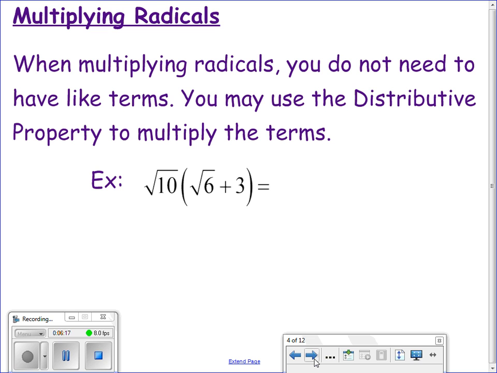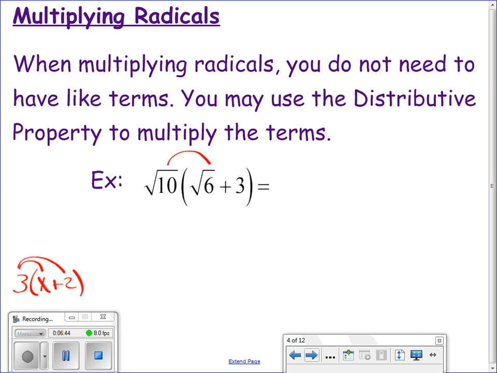All right. So multiplying radicals. When multiplying, you do not need to have like terms. We've talked about this already this semester. You may use the distributive property to multiply the terms. So think about if I gave you 3 times x plus 2, we kind of talked about this already earlier, you would multiply and distribute throughout here, right? Same idea, I just have radicals this time.